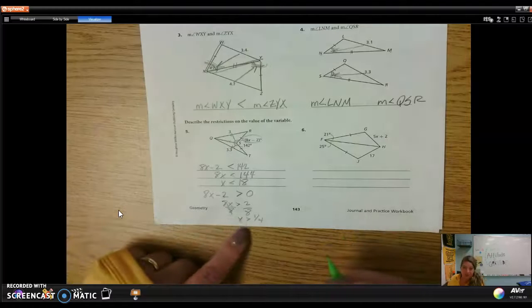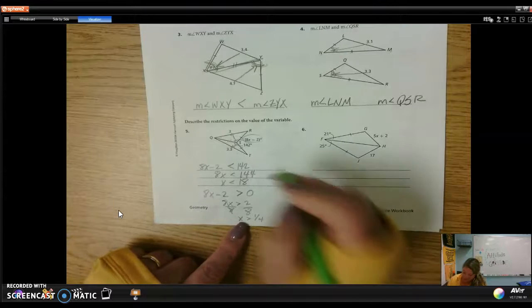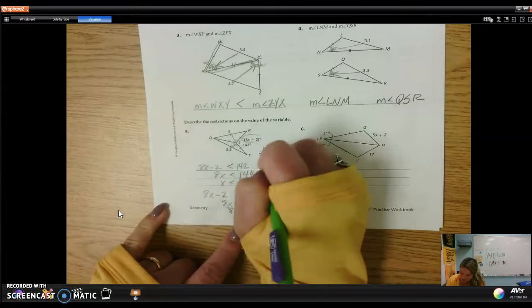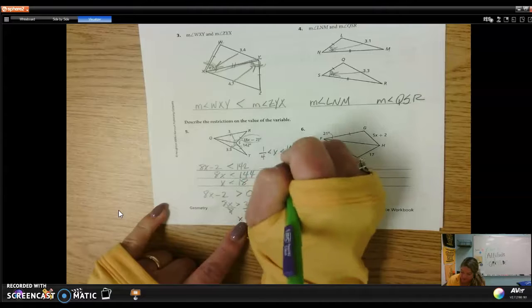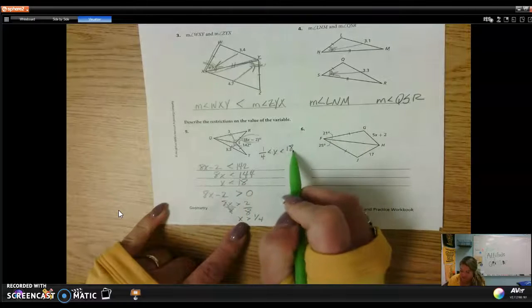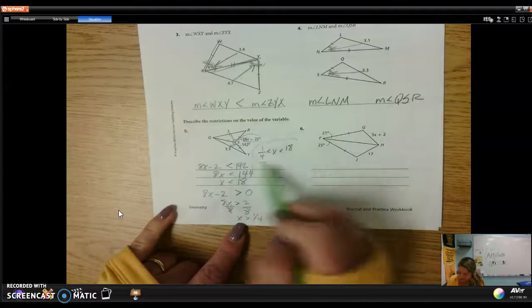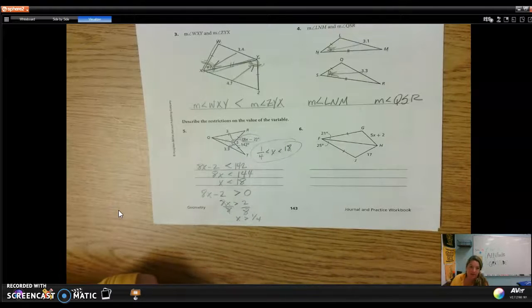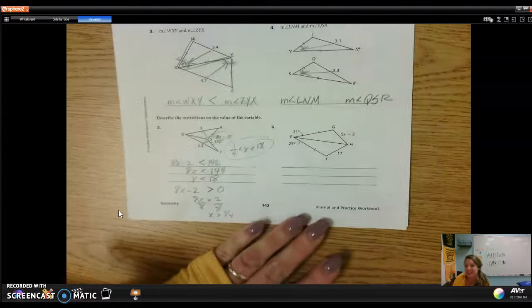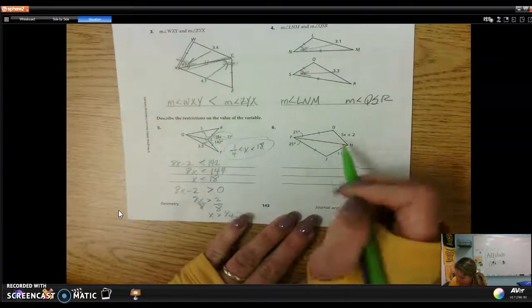So I know that my variable, my x, has to be between 1/4 and 18. So it has to be less than 18, but it's got to be bigger than 1/4. And so it gets written like that.